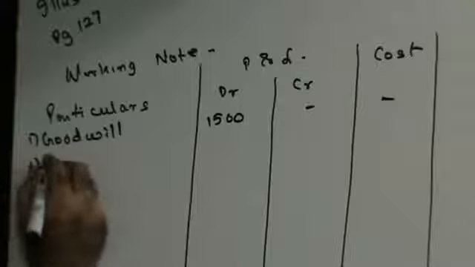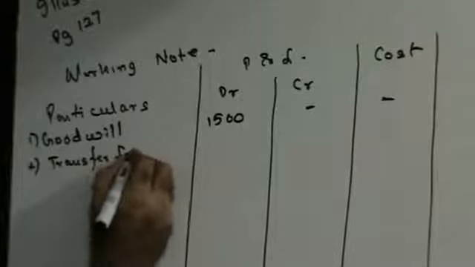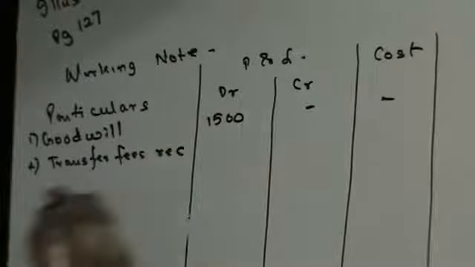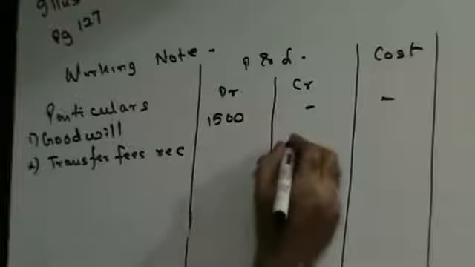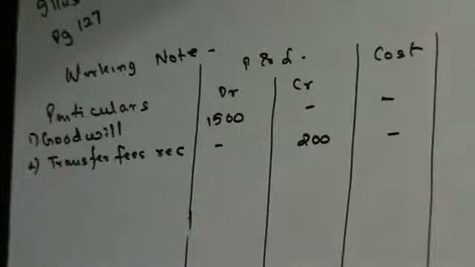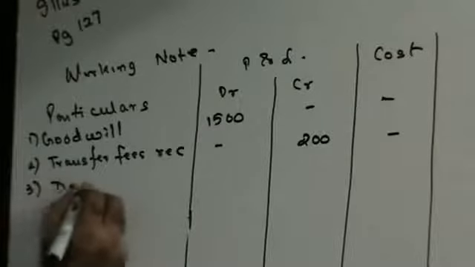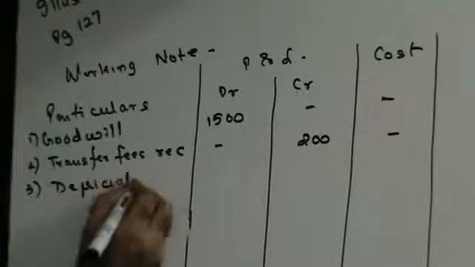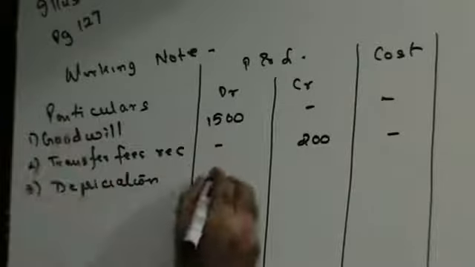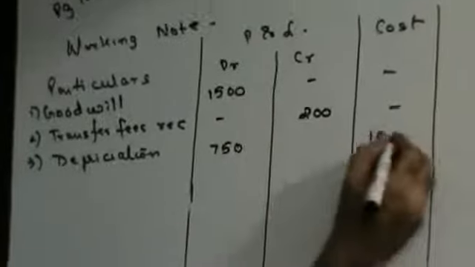Next, transfer fees received. Transfer fees received during the year 200. Debit, expenses and losses. Credit, incomes and gain. You are receiving money, therefore on the credit side. Next, depreciation. Depreciation, they are saying as per financial records is 750, as per cost statement is 1000.